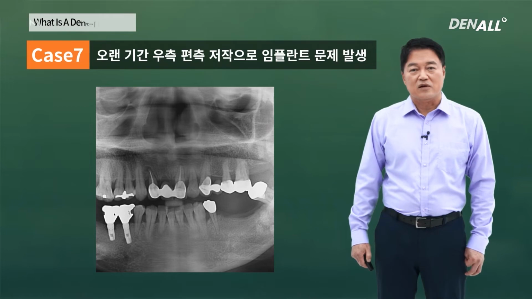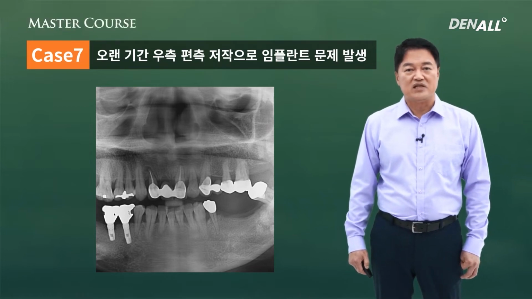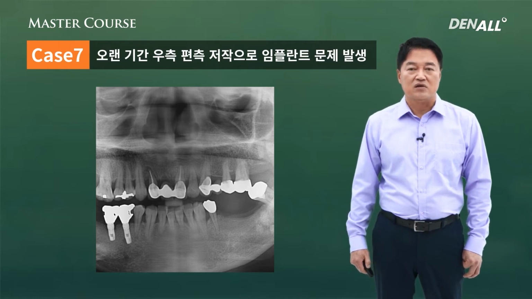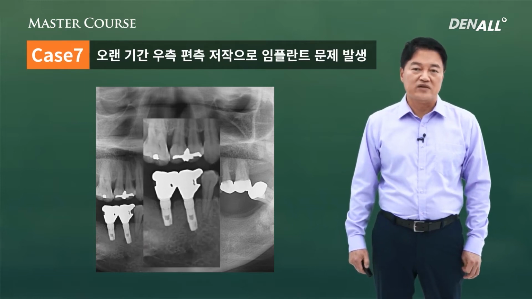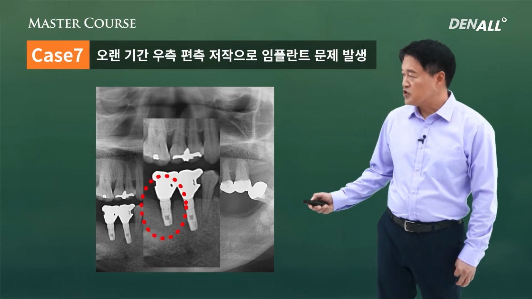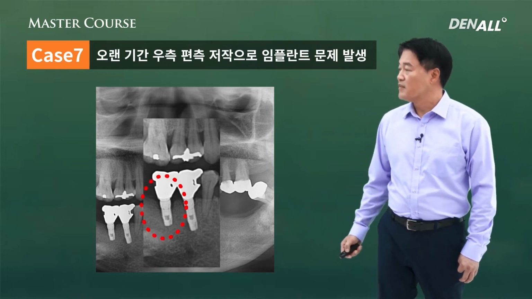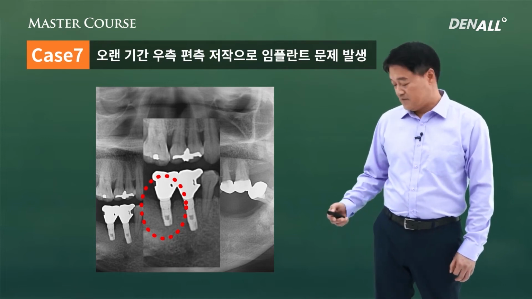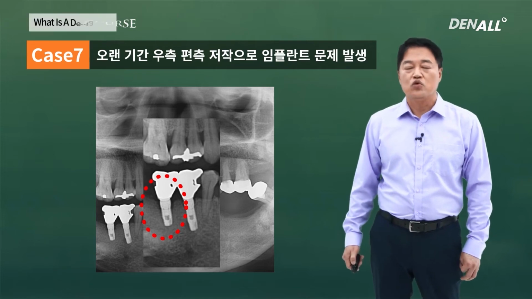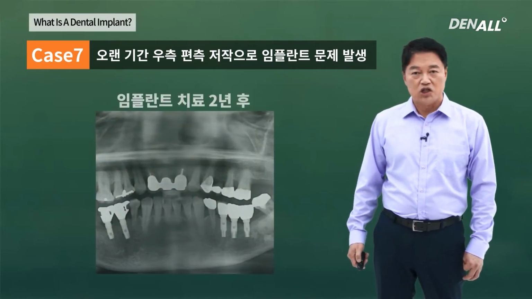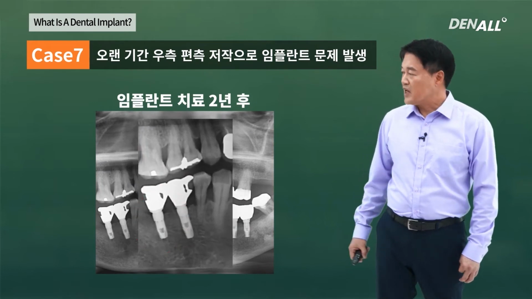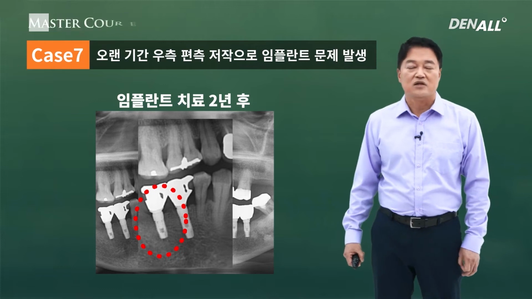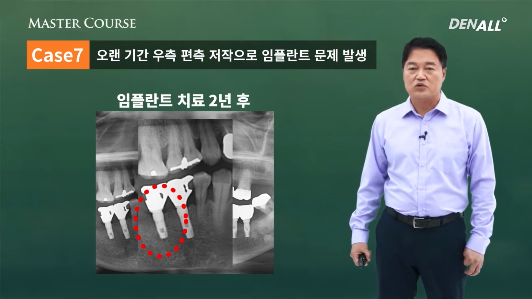As you can see on the left, the teeth are missing, and on the right, implants were placed and unilateral mastication was done. Due to overload on the implant, as you can see in red, a radiolucent line was observed. On the left, implant treatment was done. Two years later, as shown in red, the radiolucent area has disappeared and normal bone has been formed.